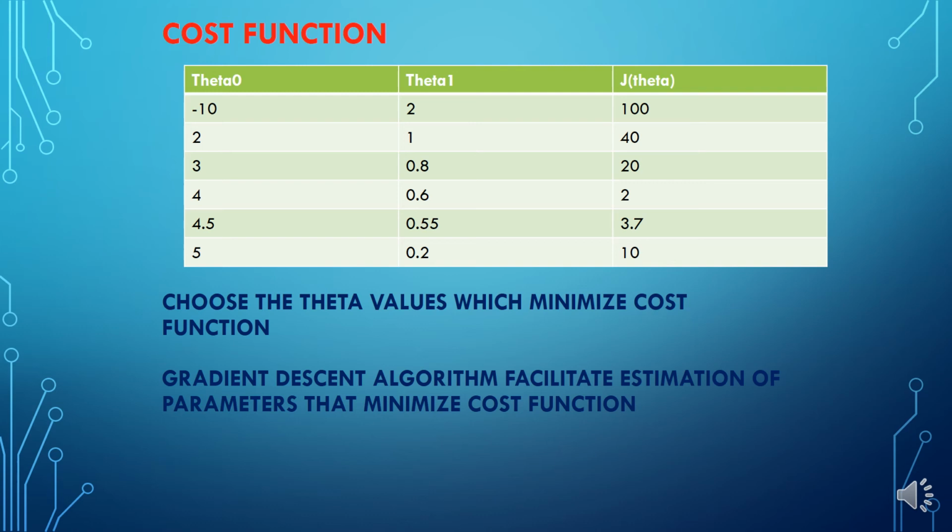So there is an algorithm called the gradient descent algorithm. It facilitates estimation of parameters automatically that minimize the cost function. We'll discuss more about it in the next session. So what we discussed so far is, we took a simple example of linear regression, and we assumed theta naught values and theta 1 values and found out the cost. And after some time, we are able to find out which combination of theta naught and theta 1 gives the minimum cost, and those parameters should be used for modeling the given problem.